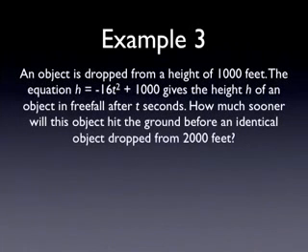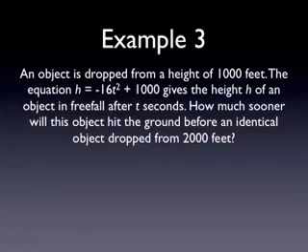Finally, example number 3. An object is dropped from a height of 1,000 feet. The equation, h equals negative 16t squared plus 1,000, gives the height h of an object in free fall after t seconds. How much sooner will this object hit the ground before an identical object dropped from 2,000 feet? What we're going to do here is explore this entire situation. We've got an equation, negative 16t squared plus 1000 equals h, telling us how much time has passed and how high the object would be.